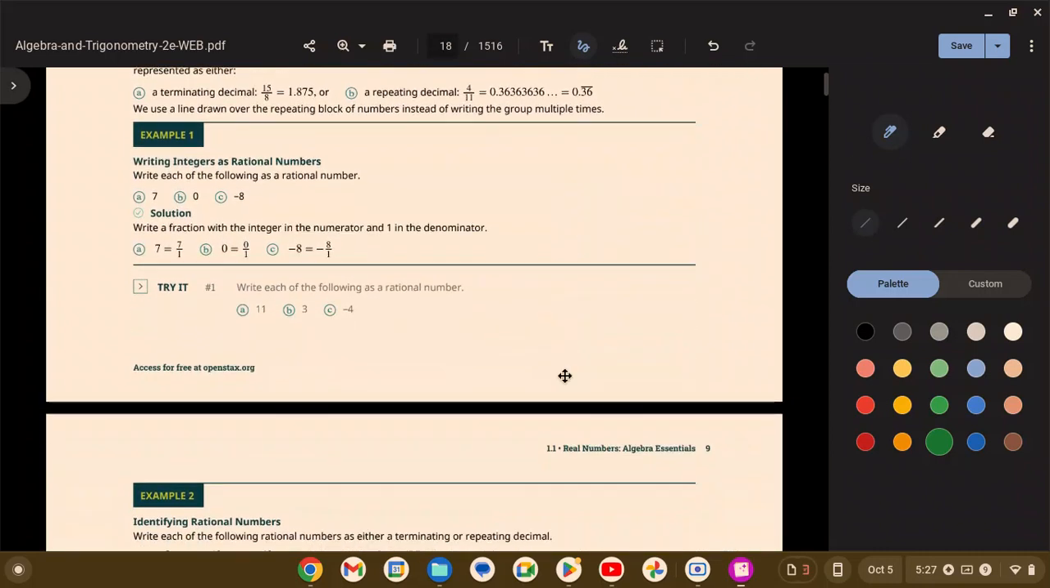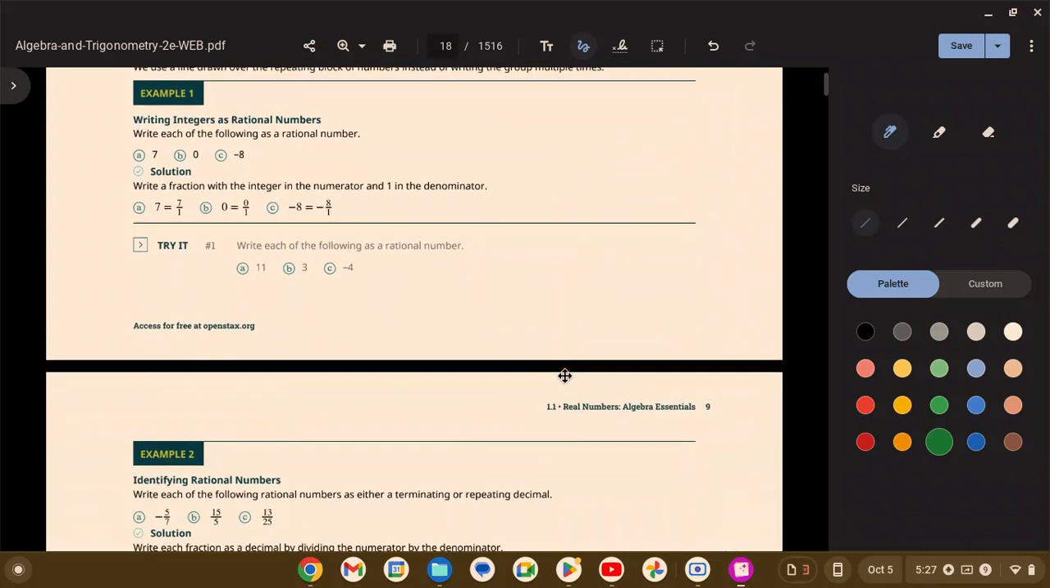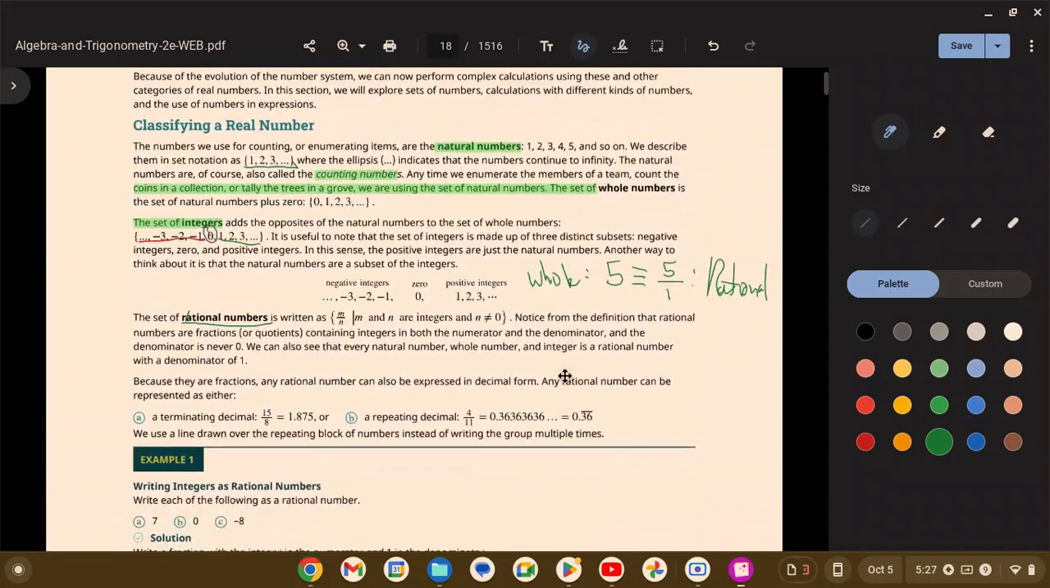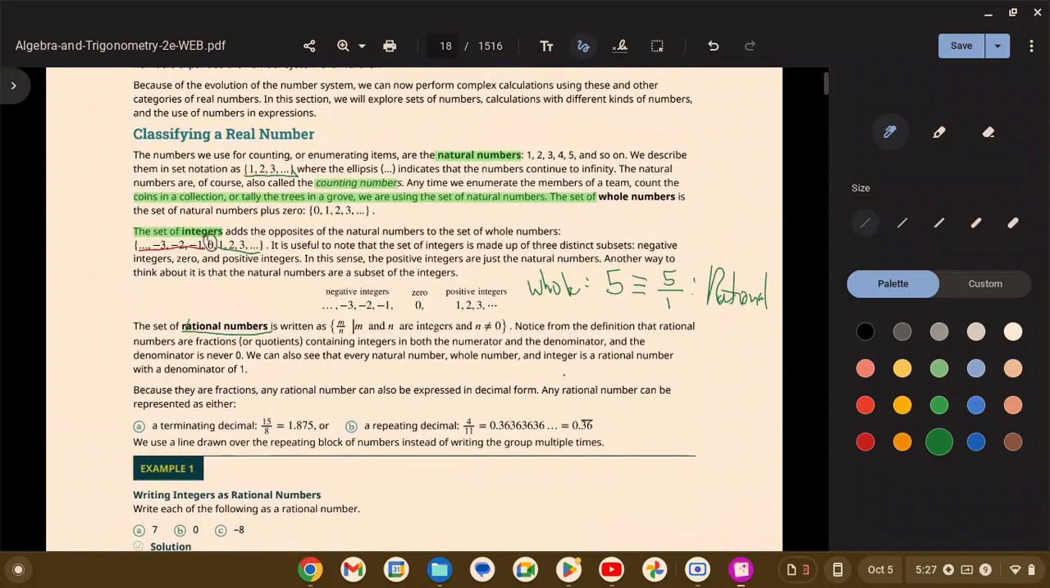All right, let's go ahead and hit up this example. I'm just going to read this from front to back. Example 1, writing integers as rational numbers. Write each of the following as a rational number. We just said that to turn a whole number into a rational number, you put it over 1, because that's the same thing as the numerator by itself.